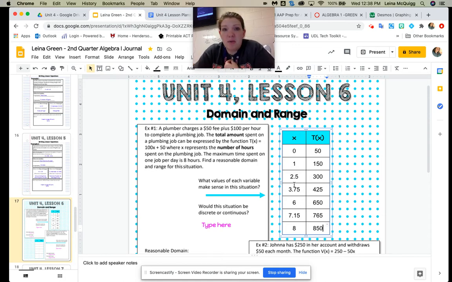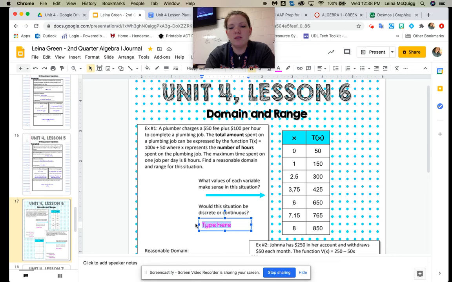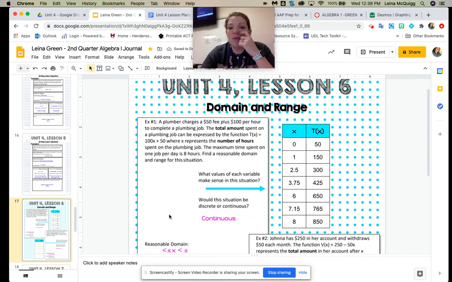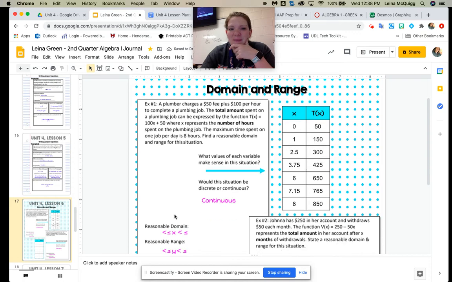Well, as somebody who would have to pay a plumber, I wouldn't want to have to pay them for 2 hours if they only worked for an hour and a half. I would only want to pay them for the time they're there. So this would be a continuous function because we could change his pay based on the exact number of minutes, even if we wanted to go down to seconds, be really picky about it. Okay, so we would say this is continuous. We'll see a problem in a second that's discrete, okay?